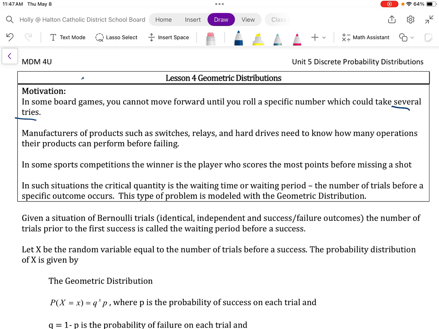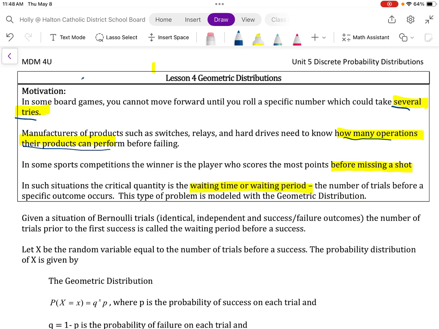Manufacturers of products such as switches, relays, and hard drives need to know how many operations their product can perform before failing. So here, how many operations their product can perform before failing. Let's use a highlighter here. And in some sports competitions, the winner is the player who scores the most points before missing a shot. In such situations, the critical quantity is the waiting time or the waiting period.